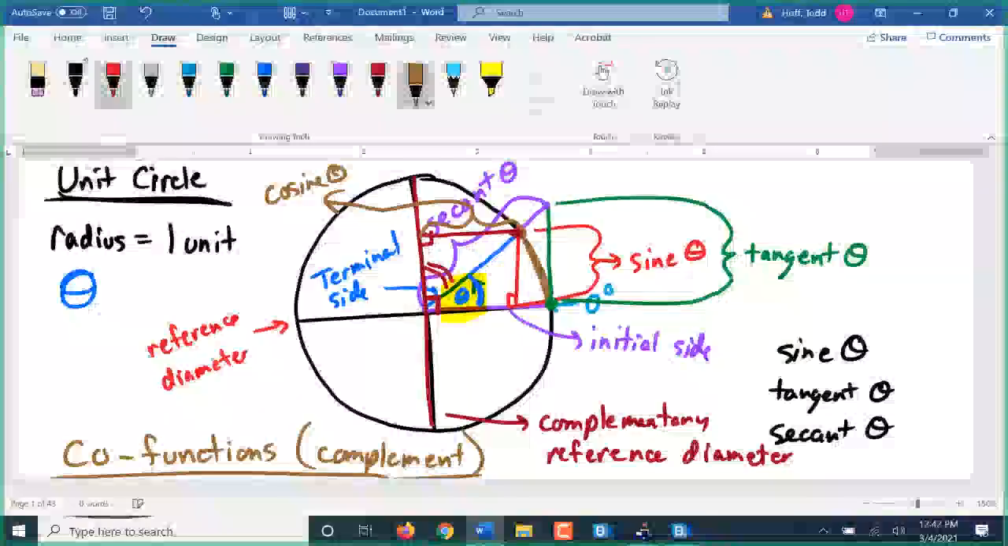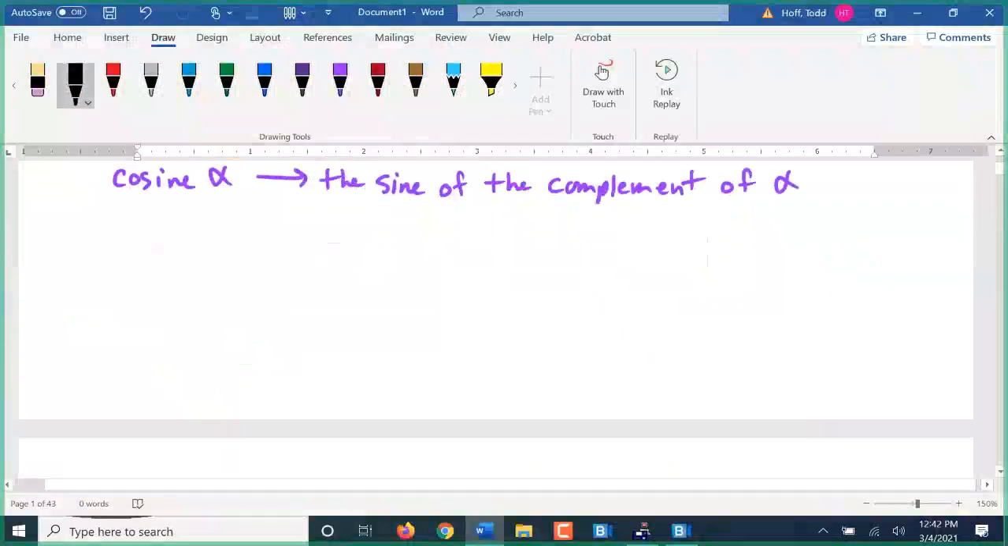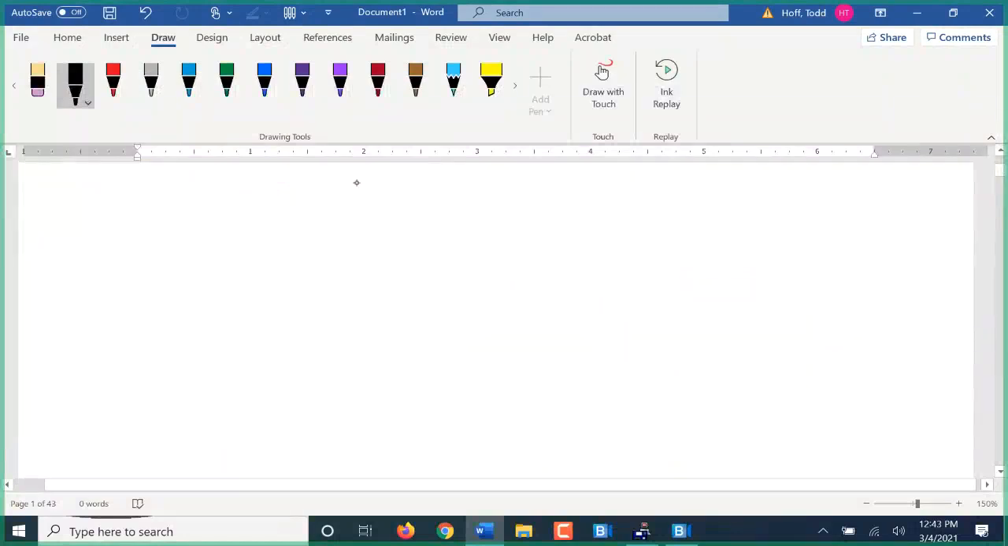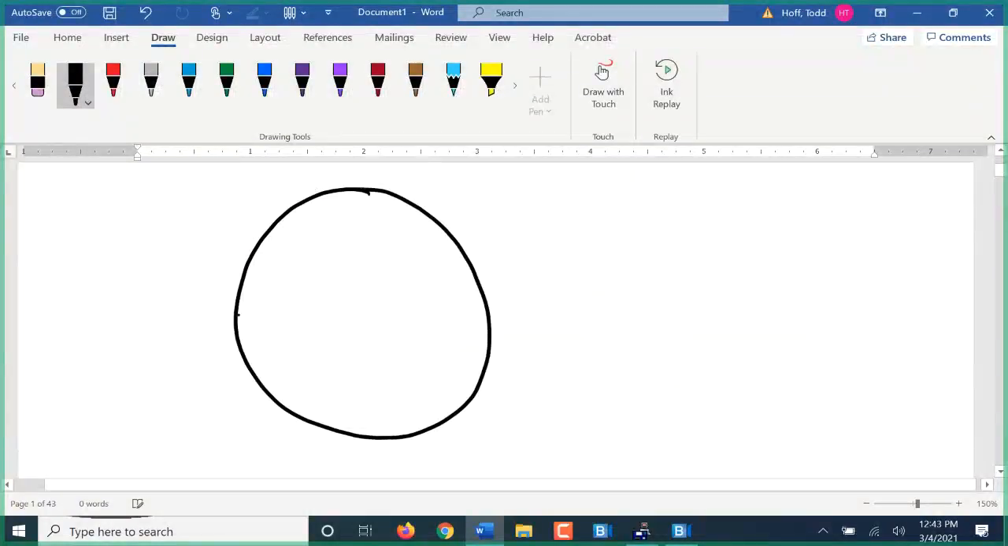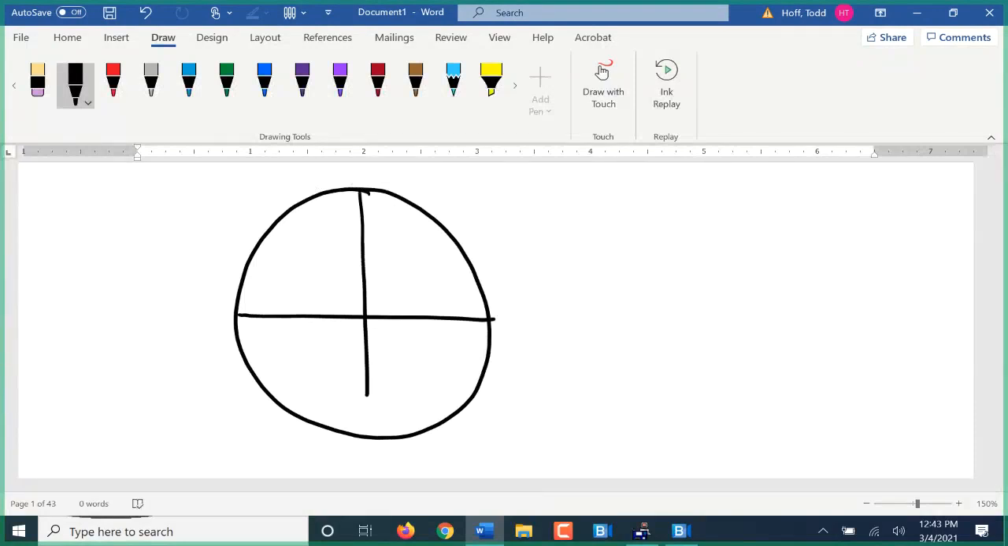So I'm going to redraw a new circle because that one's getting a little cluttered. So here's my terminal side. Here is theta. This right here is the cosine of theta because this is the complement of theta.